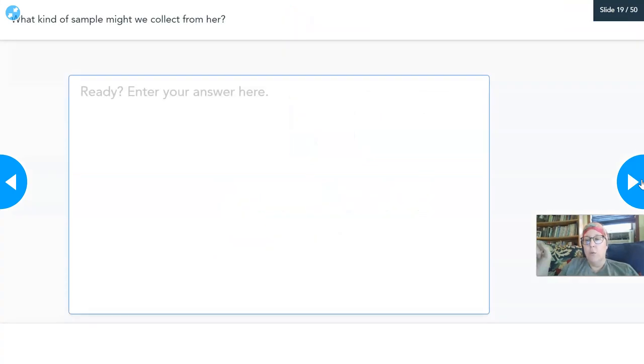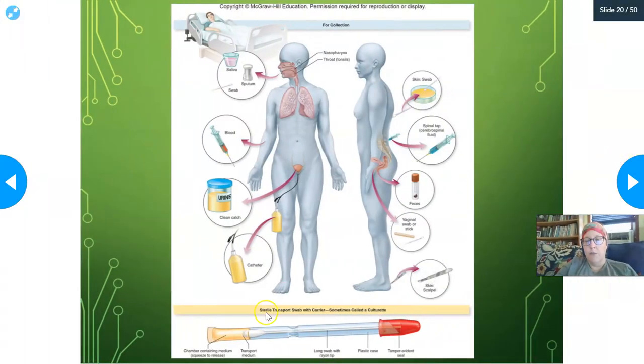Okay, so what kind of sample might we collect from this patient? So think about what's going on with her and list different types of samples. And in the next slide, I'm going to give you all the different types of samples. Again, we've been over this already once. But you can do samples like saliva, sputum, and swab. So throat swabs, but also nasopharyngeal swabs, nasal swabs. So currently for coronavirus, they're doing the nose swabs, right? If you were checking for strep, you do a throat swab, the tonsils back there. Okay, and then a sputum needs to come from the lungs, right?